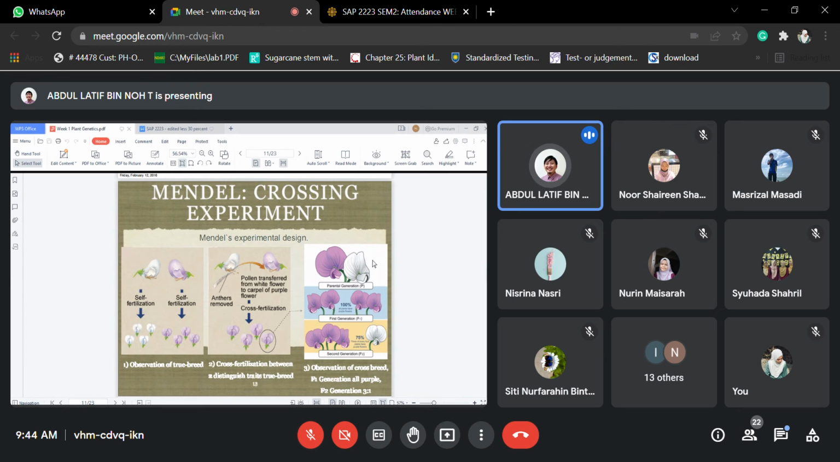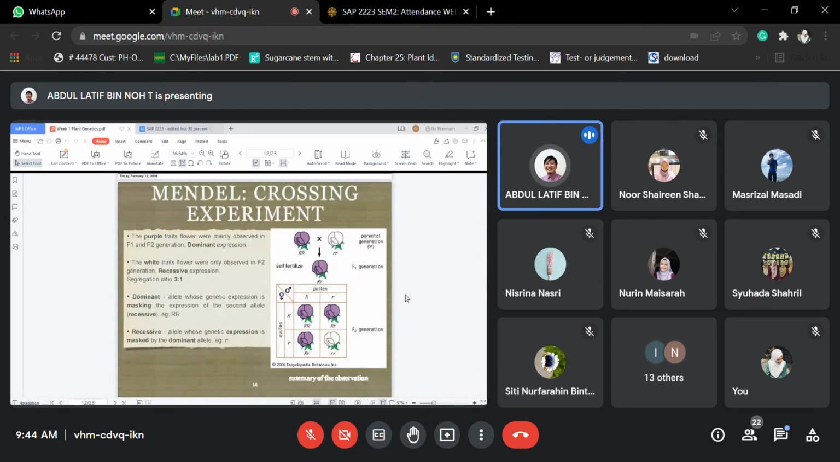Right? So from here, they skip one generation and it emerged again in this particular generation. And this 3:1 ratio. So here actually what happened, this is the explanation. The purple flower were mainly observed in F1 and F2 generation. And we call it the dominant expression. The purple color, because the purple will always emerge. Right? This is what we call the dominant punya expression. The white colored flower were only observed in the next generation, which is the F2 generation, and it's a very small portion. This is what we call the recessive expression, right? So the segregation will be 3:1 ratio. This is what I did mention just now, and this is the definition.